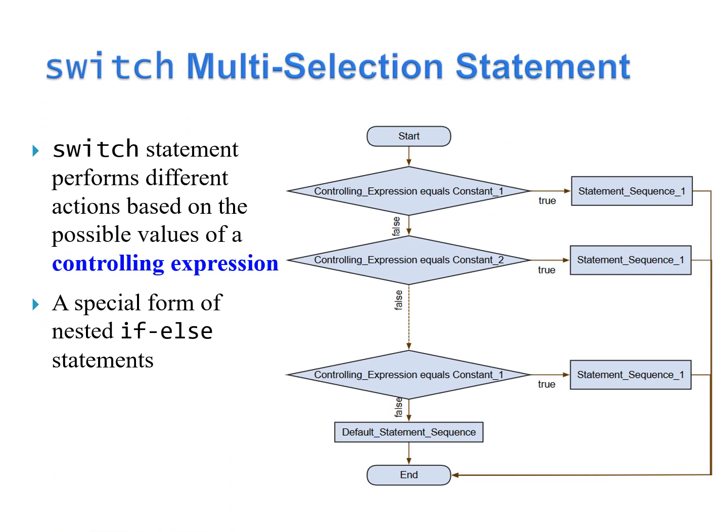Let's start with the switch statement, which is a multi-selection statement. Switch statement performs different actions based on the possible values of a controlling expression. This is the flowchart that is typically implemented by a switch statement. It's a special form of nested if-else statements in which every condition must be an equality comparison between the value of the controlling expression and a constant value.